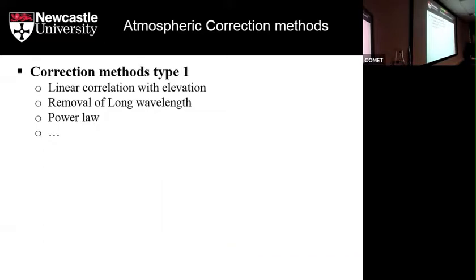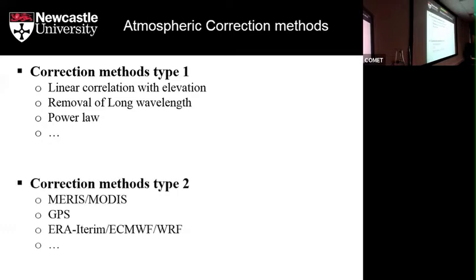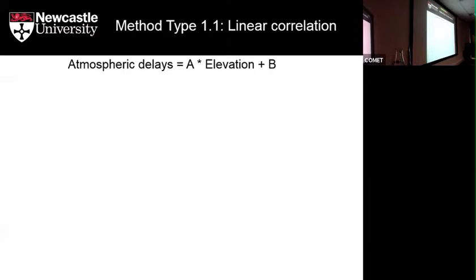The first one of measure type 1 is a linear correlation. It's very simple and efficient. You just assume the atmospheric delays are correlated with elevation. So you can use your phase measurement to estimate A and B in this equation, and then estimate the atmospheric delays. Here are some examples. You can see from these 2 figures the correlations between elevation and your phase measurement. You can see a clear correlation.